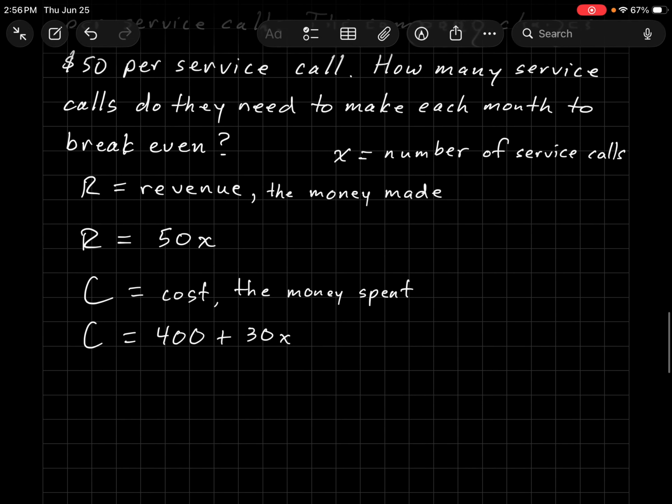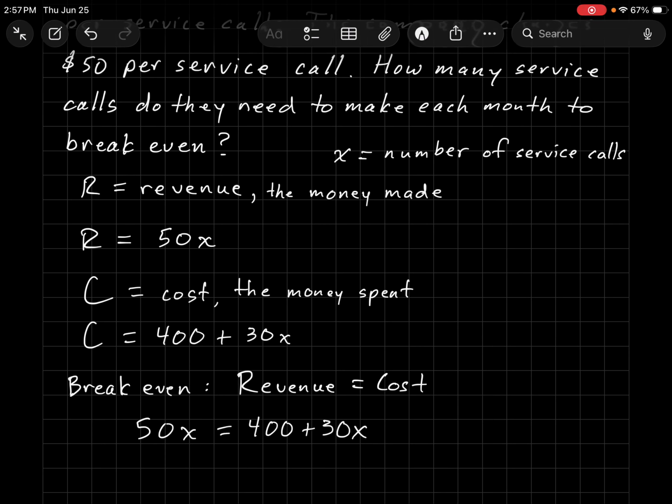So in case you weren't sure, the break even point is when the revenue equals the cost. So we simply set our revenue equation, 50x, equal to the cost equation, and then solve. So we get 20x equals 400 after we solve 50x equals 400 plus 30x, and then x equals 20. So in order to break even, the tree company needs to make 20 service calls per month. Any more calls beyond that would be profit.